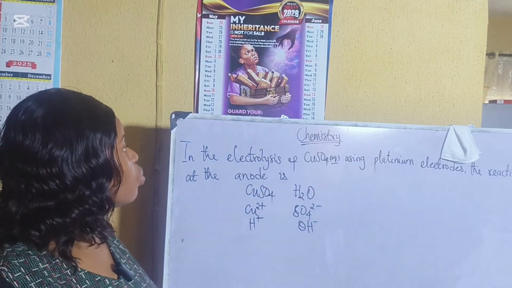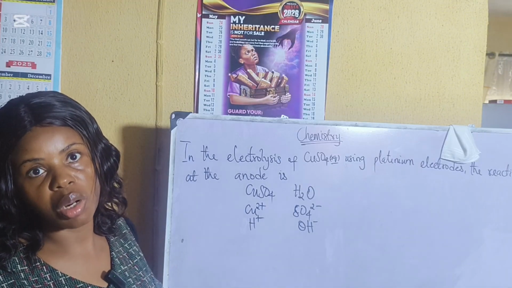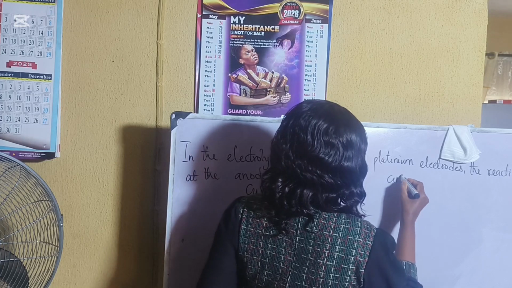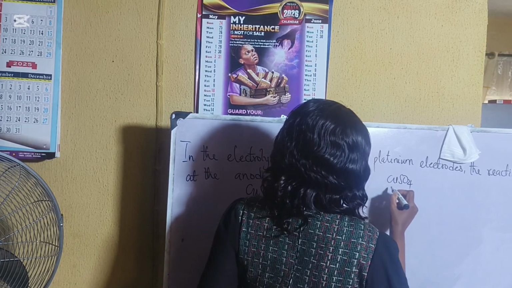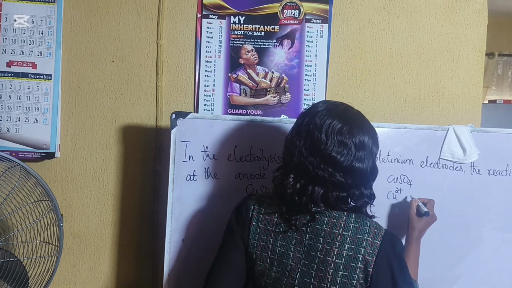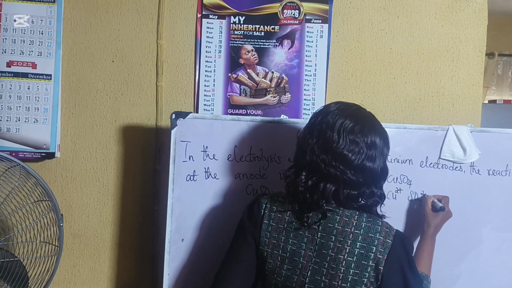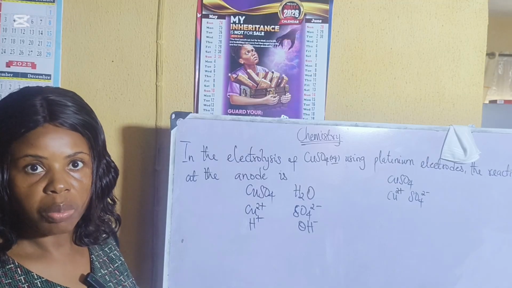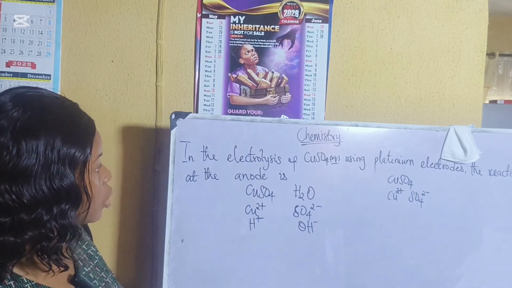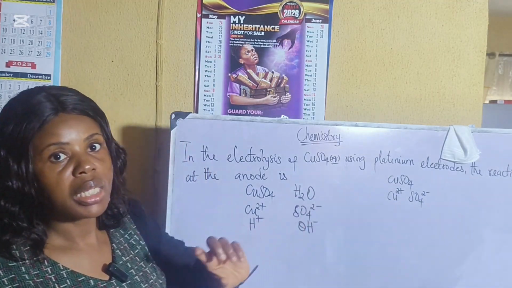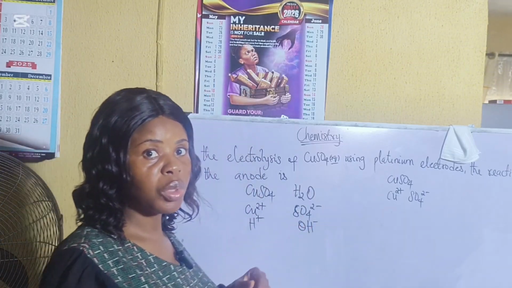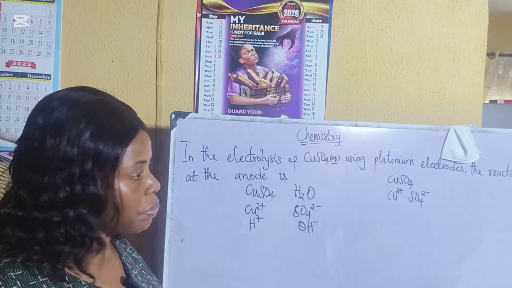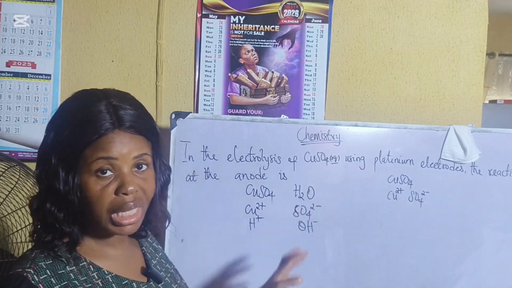But if I'm told that it's molten copper(II) tetraoxosulfate(VI), I will have only CuSO4. This is what I have, just 1 anion and 1 cation. These are the ions that will be present if it's a molten compound. So like I said, the difference between the electrolysis of a molten compound and the electrolysis of a solution of that compound is the presence of the water molecule.